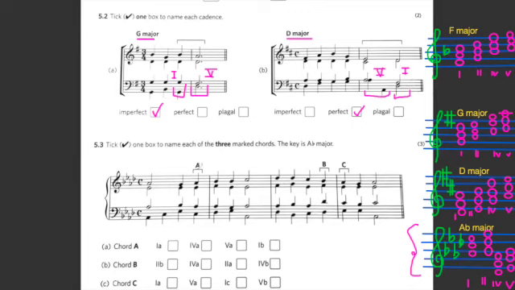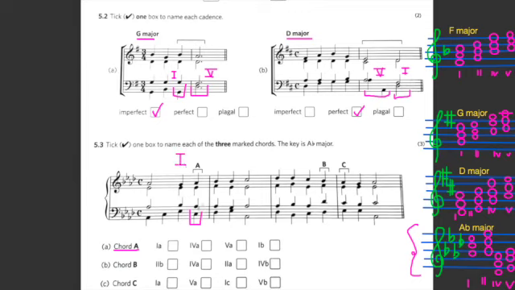Okay, so first off, we're going to take a look at the marked chords. So A, this one here, chord number A, or letter A, I should say. Chord A has the notes C, A flat, E flat, and A flat. And all of those notes belong to chord number 1. So that's our first step.